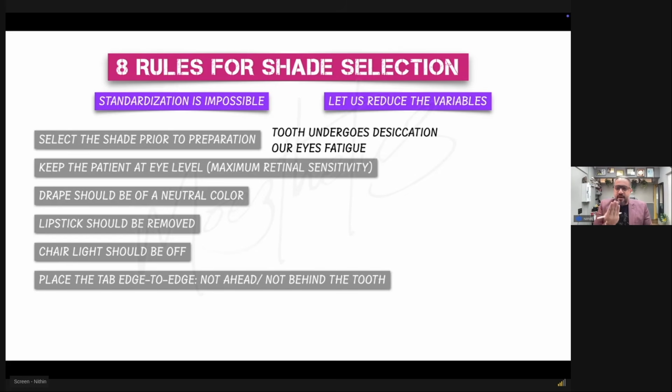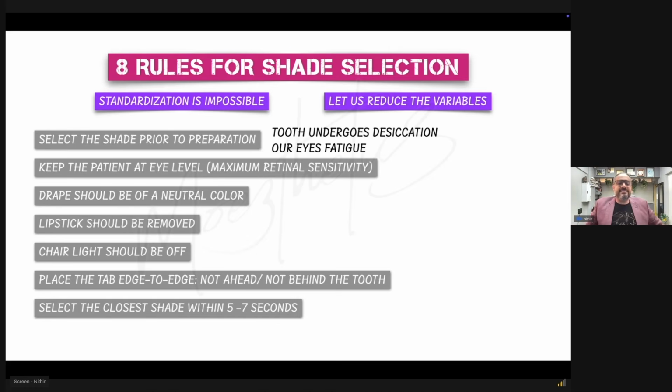Never hold the shade tab ahead of the tooth or behind the tooth. Okay, if you hold the shade tab ahead of the tooth, the reflection of the shade tab or the shadow of the shade tab falls on the tooth. If you hold the shade tab behind, the shadow of the tooth falls on the shade tab. Okay, so always perfectly edge to edge. Next, select the closest shade within 5 to 7 seconds. Please remember this as an absolute rule. Please don't keep staring. The longer you stare, the more the possibility that your shade selection will be wrong. Only 5 to 7 seconds.